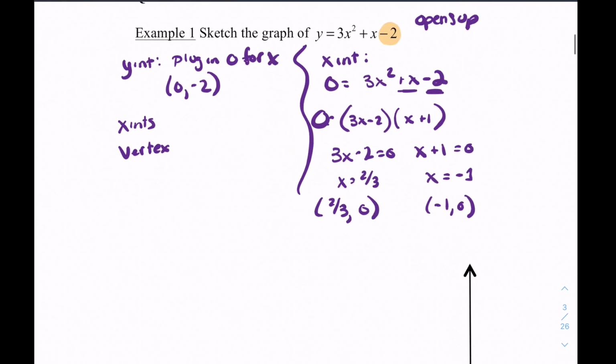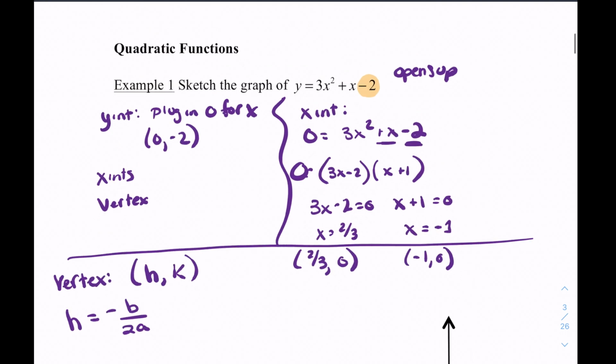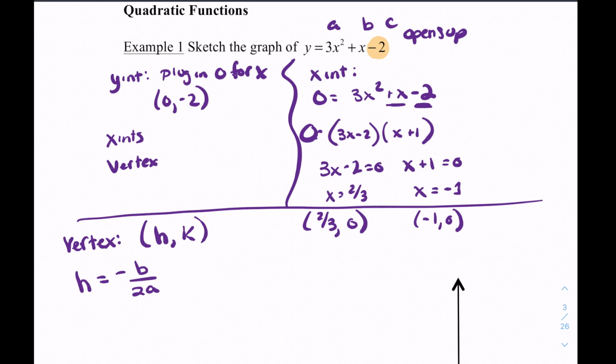Now the last thing, if you don't want to use completing the square, to find your vertex, we're going to label that h, comma k. It's just the standard form of what we use for a vertex of a conic section. In this case, it's a parabola. So we are going to say h equals negative b over 2a. And this is our a for x squared, b for our x term, and c is our constant. So h equals negative b over 2a.